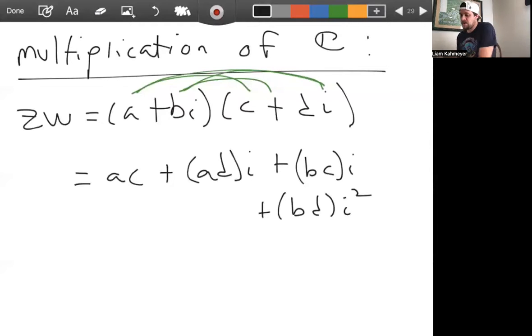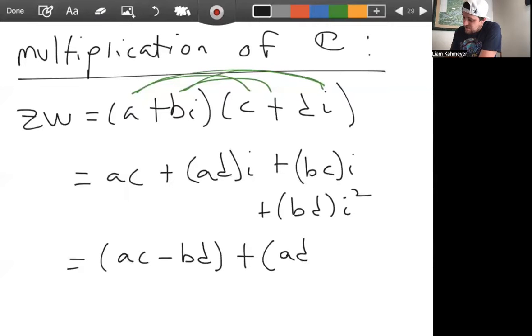But we know i squared is defined to be negative 1, and so the real part of this product is ac minus bd. And then we'll have (ad plus bc) times i for the imaginary part. So the product of two complex numbers is defined as follows, but really you would just FOIL each time.